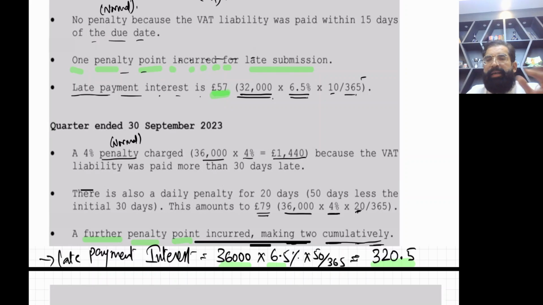A further penalty point incurred, making two cumulative. This is the second time she submitted a late VAT return, so one more penalty point will be added. A further penalty point incurred, making two. Now we have two cumulatively.